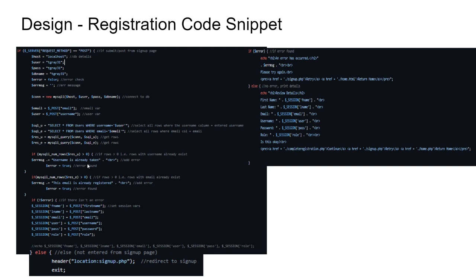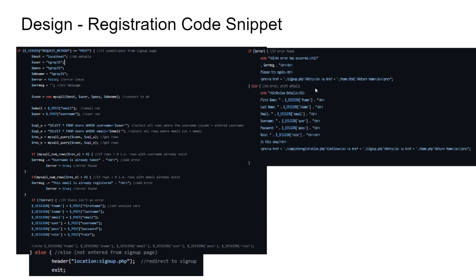So what this does is it returns all the rows into these variables of those respective values, and then if either of those values are greater than 0, as in there's one or more rows, then that means that username or email already exists, and thus an error message would be appended, and then an error would be set to true. And of course, if there wasn't an error, then the session variables will be set for later use.